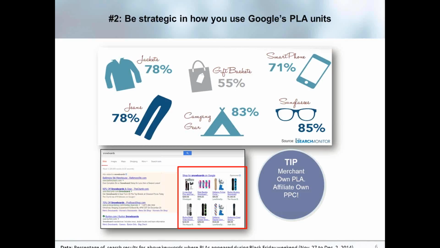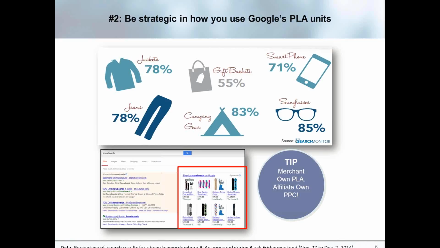And you can see just on the bottom left here we have an image of the keyword snowboards. This is taken during that Black Friday weekend. We've got a product listing ad unit with actually 8 products in the ad unit, which means that it gets a lot of attention. It's colorful. There's price points in there. And you really have much more of an opportunity to look good in that PLA. So you really need to look at how you're going to use these units. We have a tip on the page here, so we'll go over that in a moment.